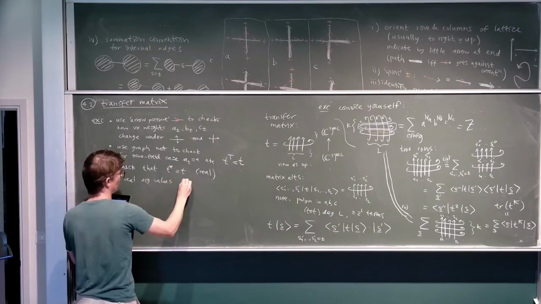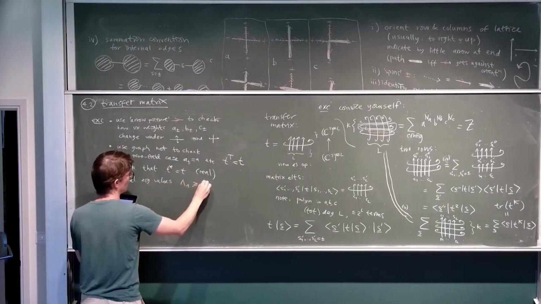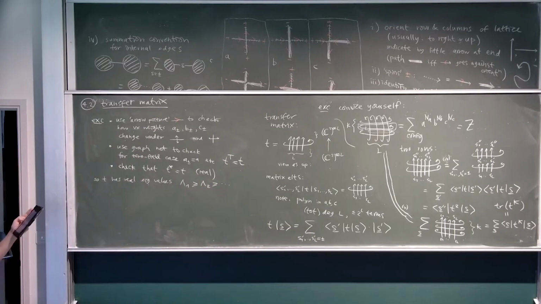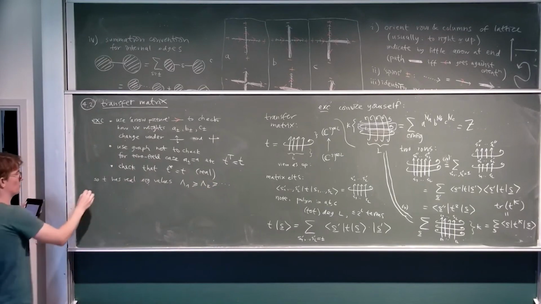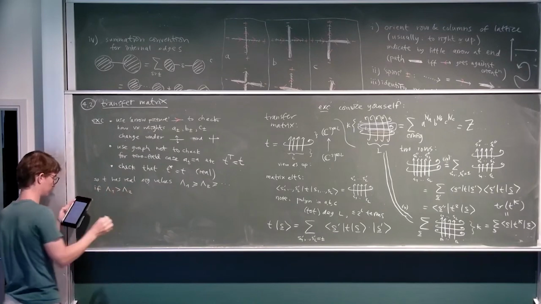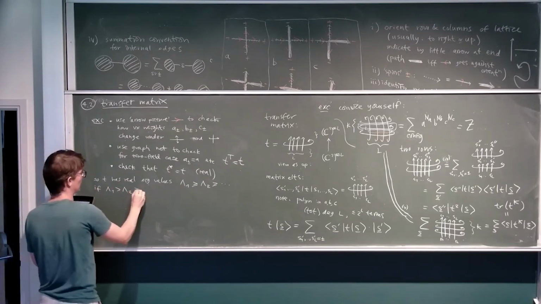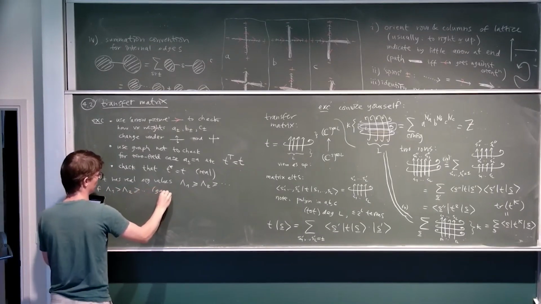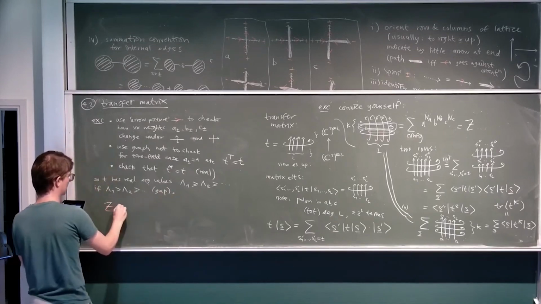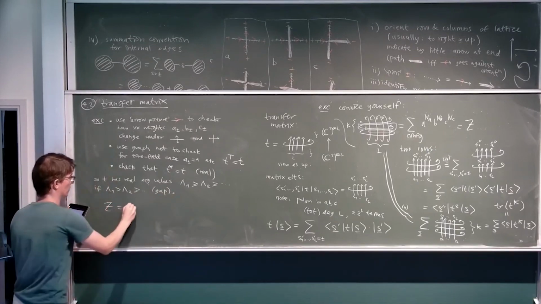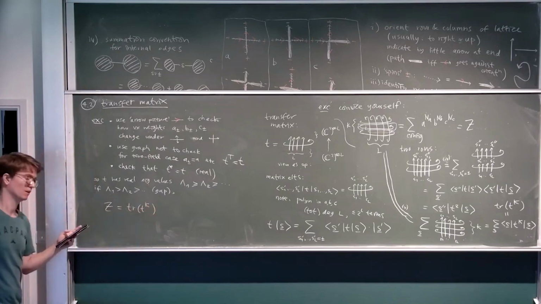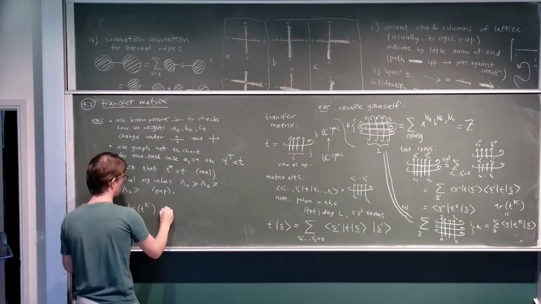So let's denote them by lambda 1, and we can just order them decreasingly, lambda 2, and so on. Now, if it is true that lambda 1 is larger than lambda 2, so there's some sort of a gap, and then some other stuff happens, then what you see is that Z is the trace of the kth power of the transfer matrix. So it's the sum of the kth powers of the eigenvalues.